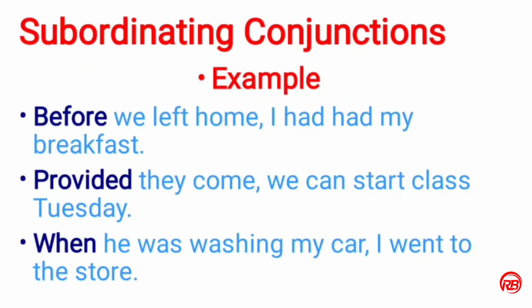For example, before we left home, I had my breakfast. Provided they come, we can start class Tuesday. When he was washing my car, I went to the store. In these examples, before, provided, and when are subordinating conjunctions.